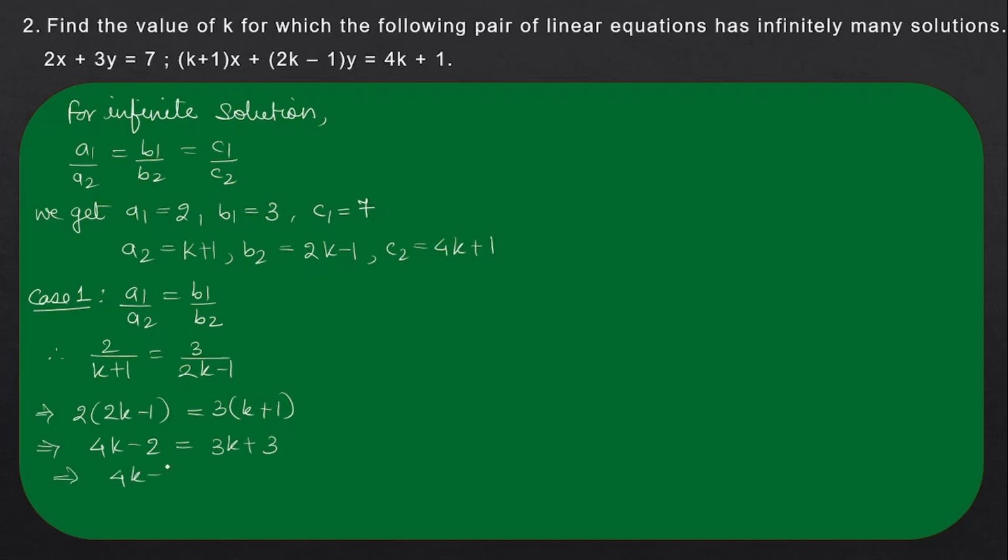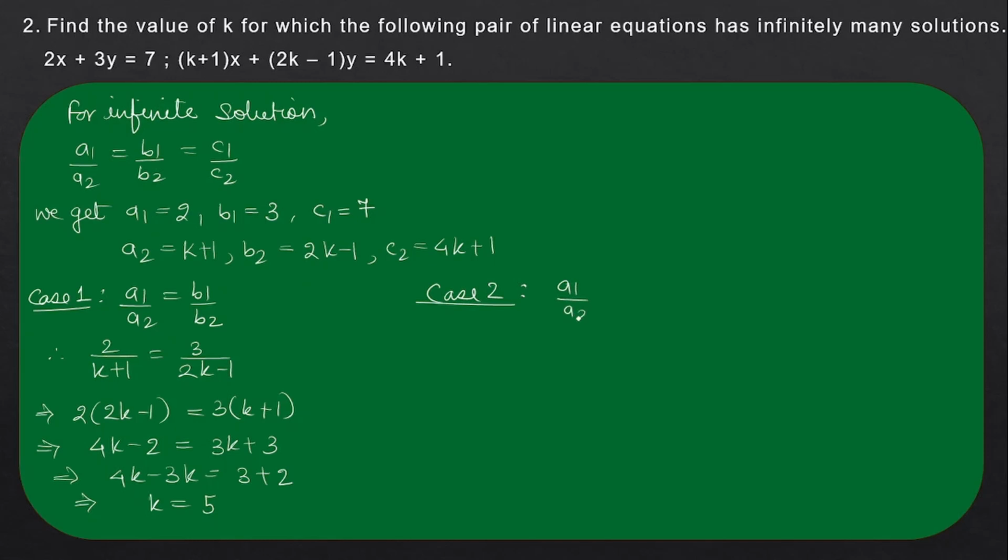Moving the k terms on the same side and the constants on the other side, we get k is equal to 5. If this question is asked in the exam, we will solve only till here. But here, for the explanation point of view, I am solving it with another ratio as well.